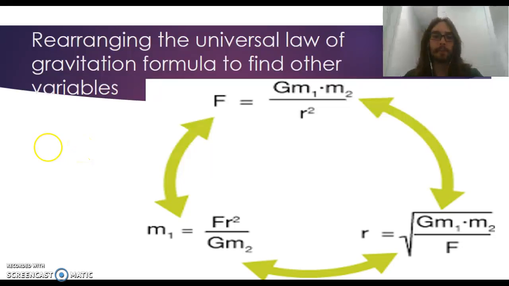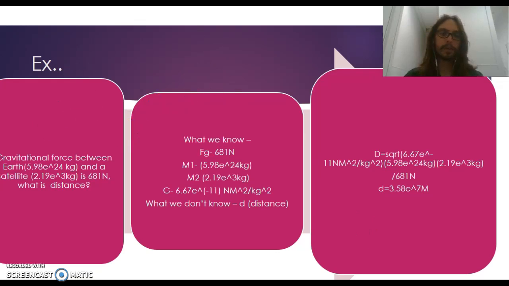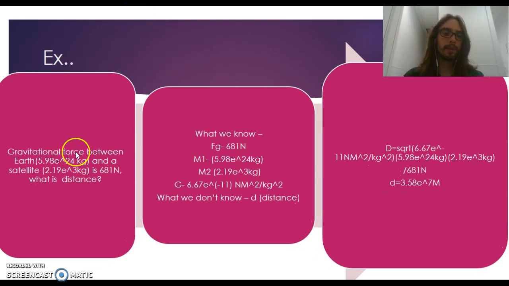Okay, so we left off on being able to rearrange this universal law of gravitation formula to find other variables like distance, d or r. We use d. So here's another example that we're going to go over. The gravitational force between Earth, we already know this, and a satellite, we don't know, at 2.19 e to the third kilograms is 681 newtons. So this is the F of G. So what is the distance?